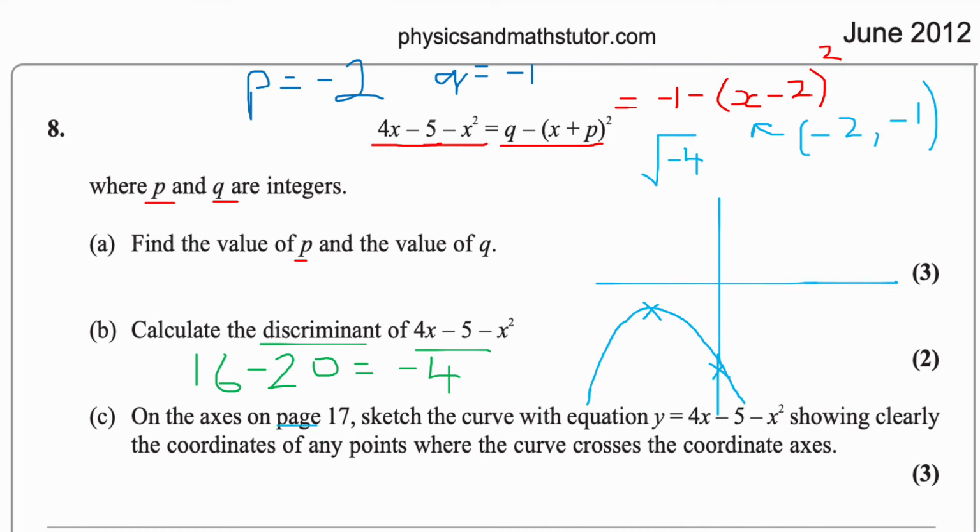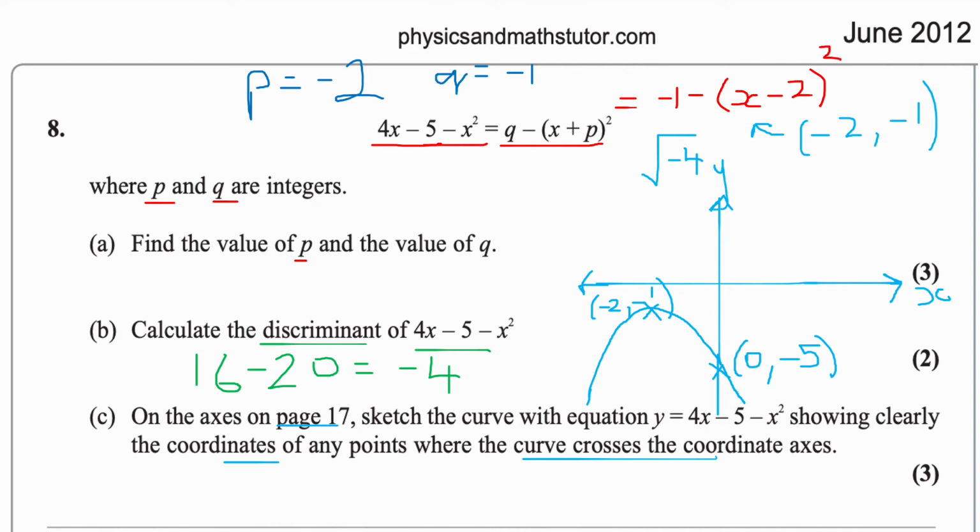So on the axes on page 17, sketch the curve with the equation y is equal to 4x minus 5 minus x squared, showing clearly the coordinates of any points where the curve crosses the axes. So it crosses the y-axis at (0, -5), and its maximum point is (-2, -1) from working out our answer in part I, because completing the square gives us the turning point, the minimum or maximum point. It's a negative quadratic, so it's in the form of an n shape. It doesn't have any distinct real roots.